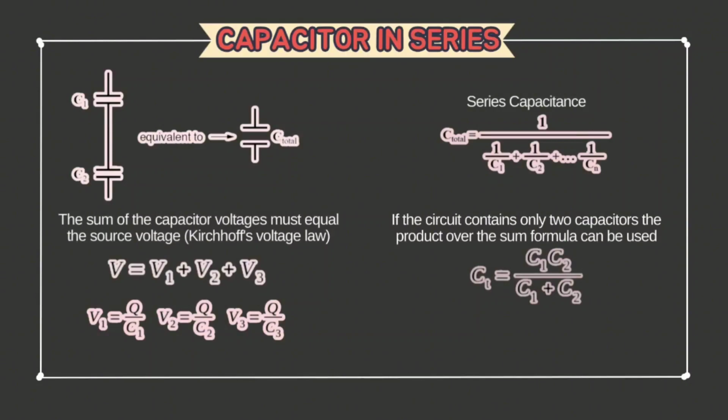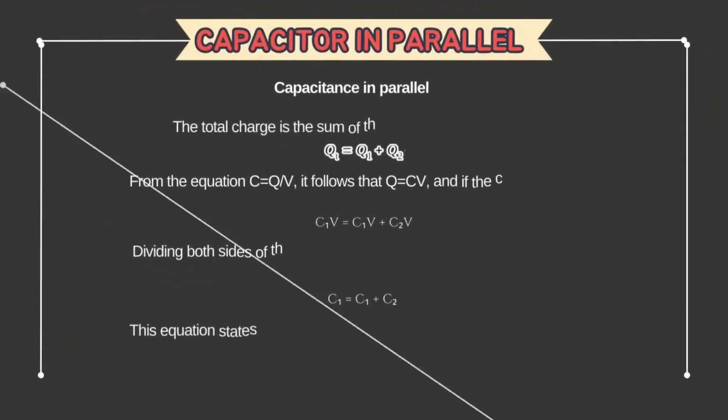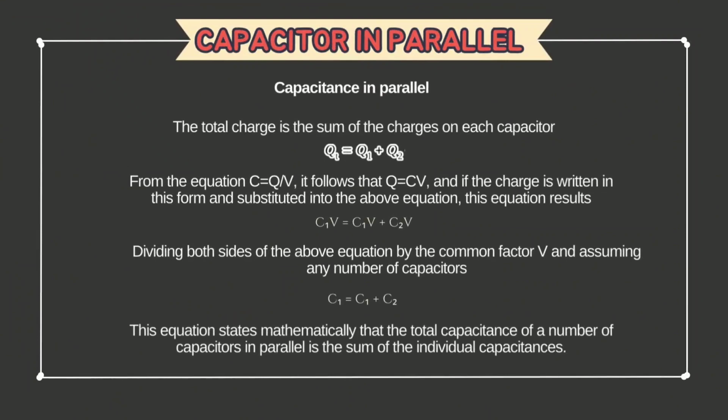If the circuit contains only two capacitors, we can use the product over the sum formula. In a parallel circuit, the total capacitance is the sum of the individual capacitances. So the overall effect is that of a single equivalent capacitor having the sum total of the plate areas of the individual capacitors. The total charge is the sum of the charge on each capacitor. So we can apply the formula Qt equals Q1 plus Q2 plus Q3. This is the formula that will be used in a parallel circuit.